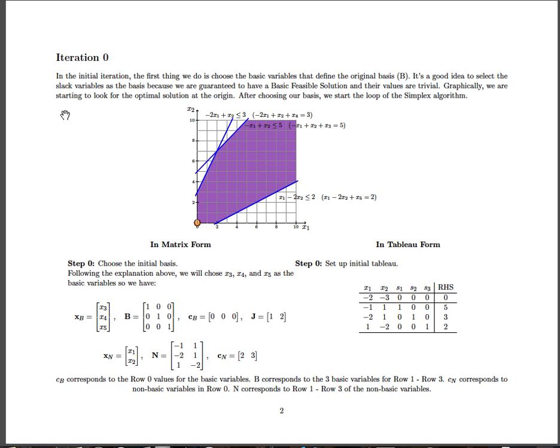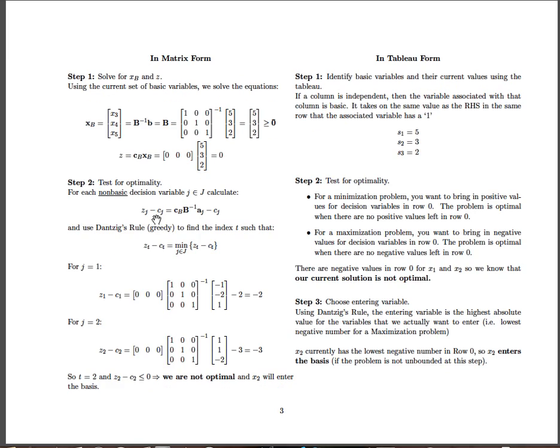For the initial iteration, we're going to have to select the basic variables. It's a good idea to choose the slack variables as the basic variables, because then we're guaranteed to have an initial basic feasible solution, which is right there at 0, 0 in the graph. For step 1 of matrix form, we want to solve for the values of each basic variable by multiplying B inverse by little b.